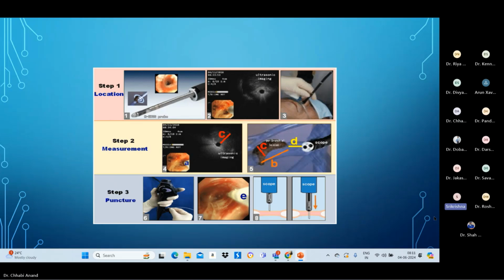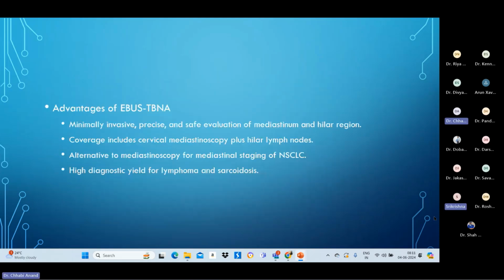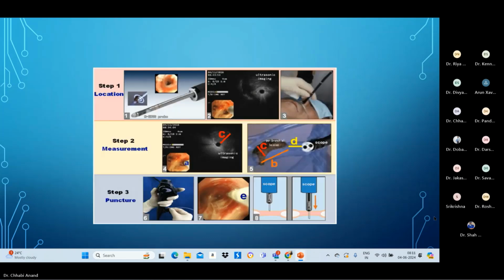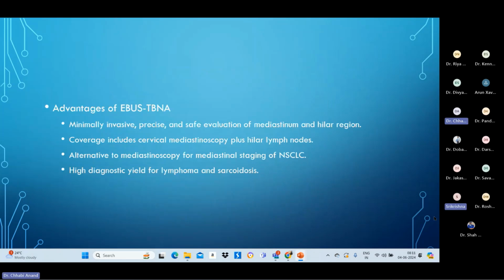No mention of tuberculosis again. You just copied and pasted from a Western textbook. Yes, tuberculosis. The commonest cause of mediastinal lymphadenopathy is tuberculosis in our country. You have not even mentioned it.